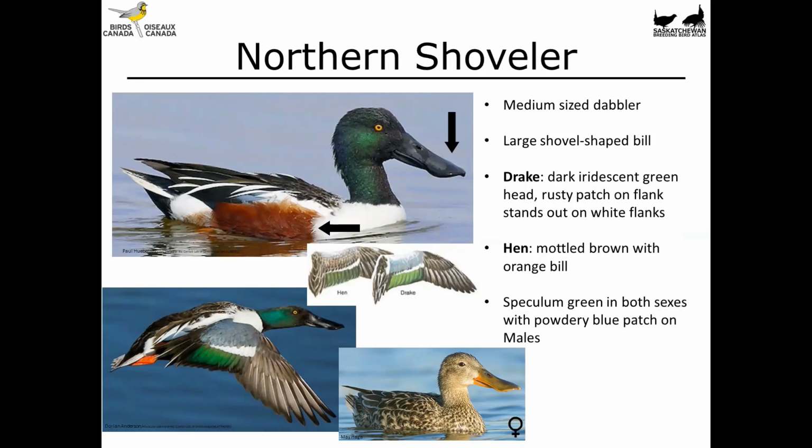The hen is, again, another mottled brown duck, that is that way because she's going to be sitting on eggs for a good part of the breeding season. She has a bill much like the male, but hers is orange. But again, it's this big spatulate, shovel-shaped bill. The shoveler has a green speculum in both sexes with this powdery blue patch, in the males up on the upper part of the wing.